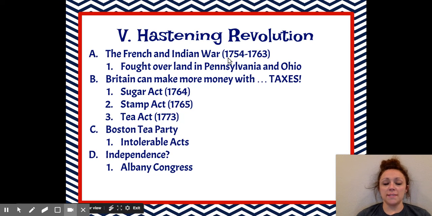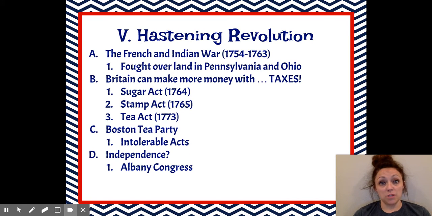Now, this was fought between 1754 and 1763, and as you can tell, that is before America declared our independence from Great Britain. So the French and Indian War was fought primarily over land in Pennsylvania and Ohio, and even though this sounds like the French were fighting against the Indians, the French and the Indians were actually on the same side, and they were fighting against the colonists and the British, okay?